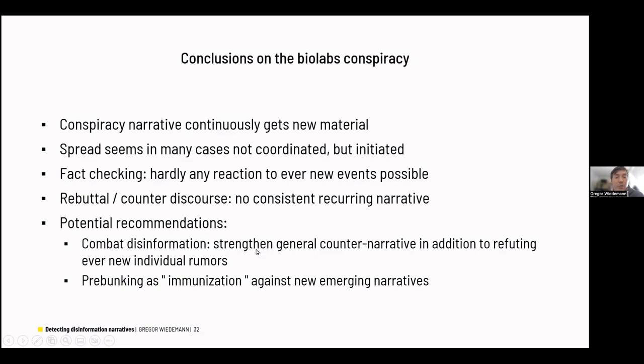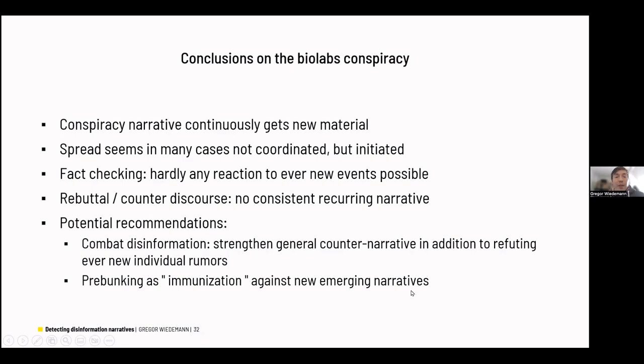And potential recommendations for how to deal with this could be that we strengthen this general counter-narrative instead of refuting ever new individual rumors, and also use a kind of pre-bunking strategy as immunization. So if we see something coming up, we could publicly announce: this might be the next thing which our disinformation spreaders are spreading, but be aware this is not true.